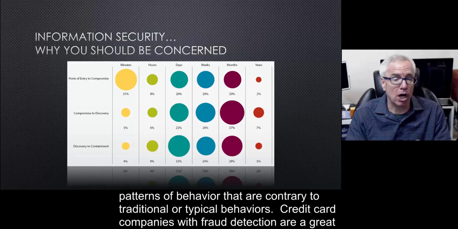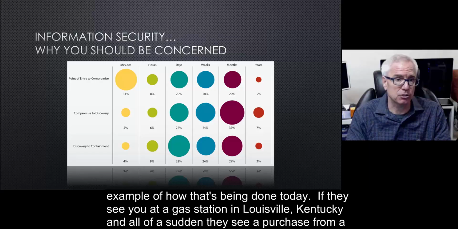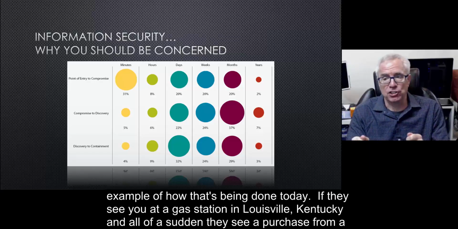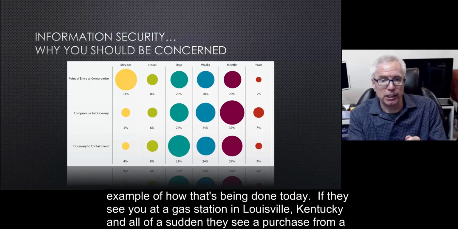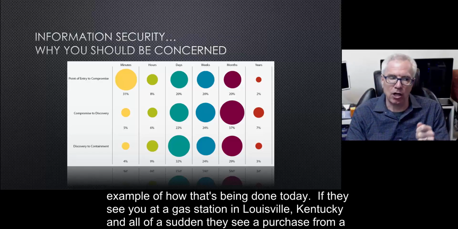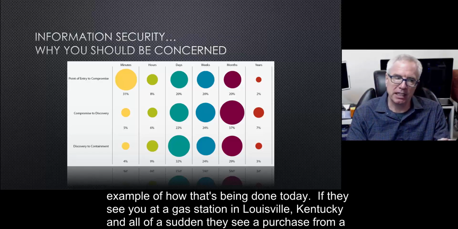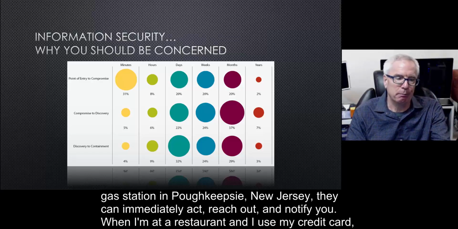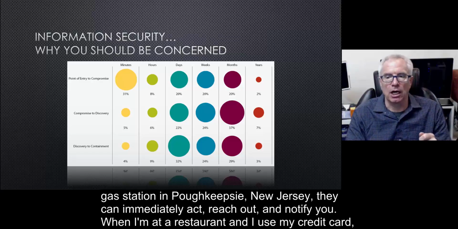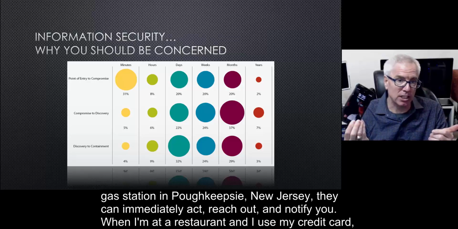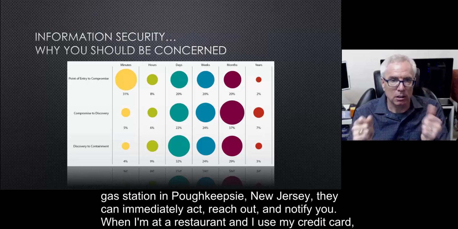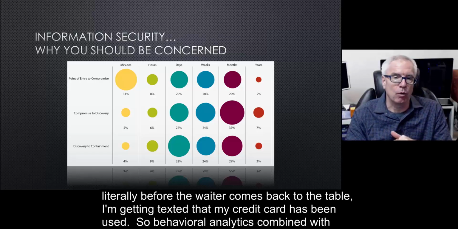Credit card companies with fraud detection are a great example of how that's being done today. If they see you at a gas station in Louisville, Kentucky, and all of a sudden they see a purchase from a gas station in Poughkeepsie, New Jersey, they can immediately act, reach out, and notify you. When I'm at a restaurant, I use my credit card. Literally before the waiter comes back to the table, I'm getting texted that my credit card has been used.